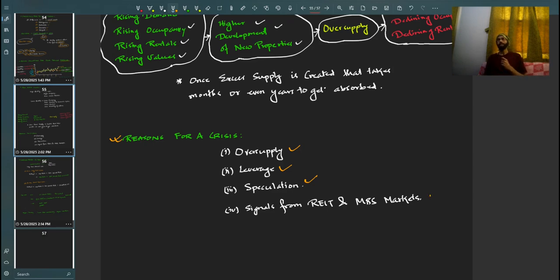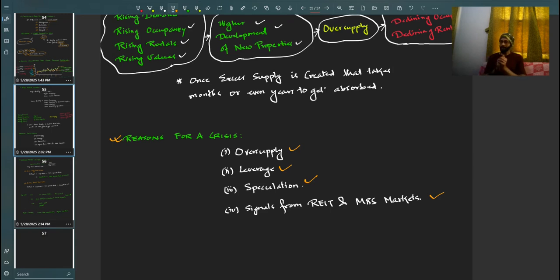The fourth point is signals from REIT and MBS markets, mortgage-backed security markets. Because REITs and MBSs are basically derivatives of real assets or mortgages, in the short run they tend to be highly correlated, sometimes, to the equity markets. And if the equity markets do not do well, like they did not during the 2008 financial crisis, the REITs and the MBS markets also get affected.